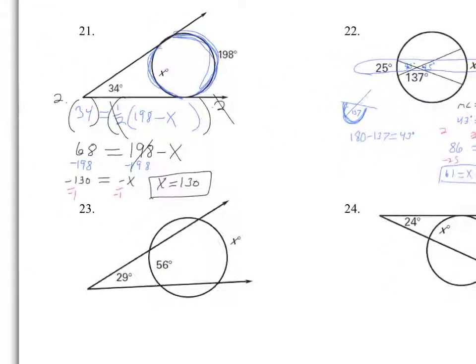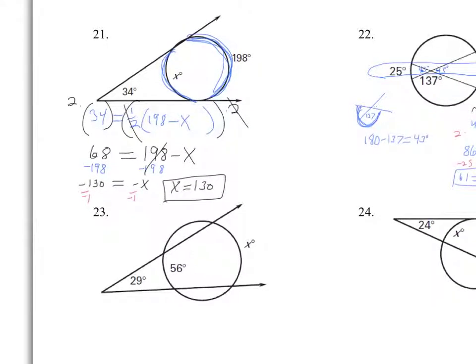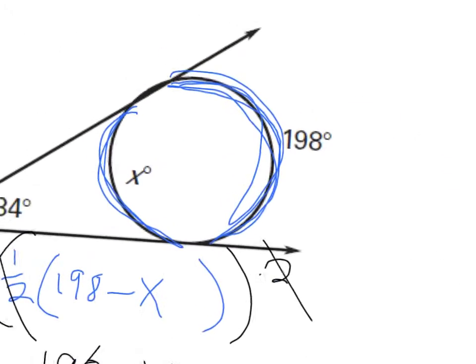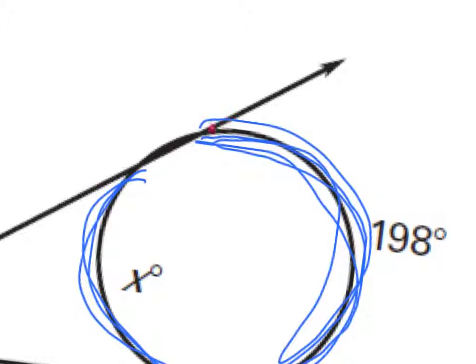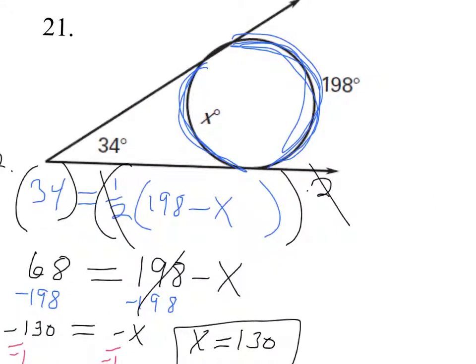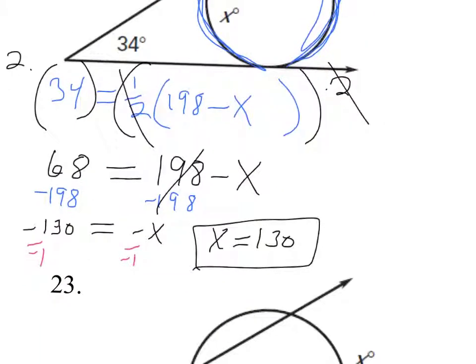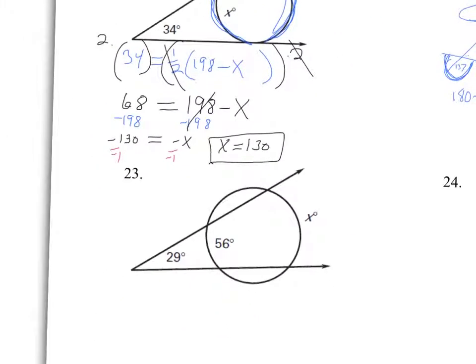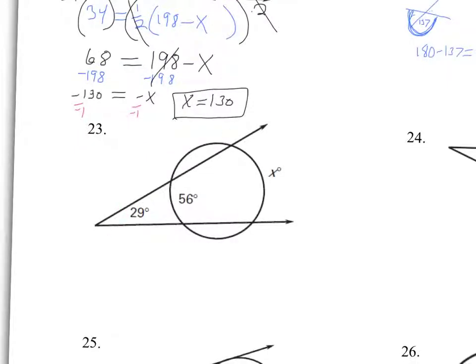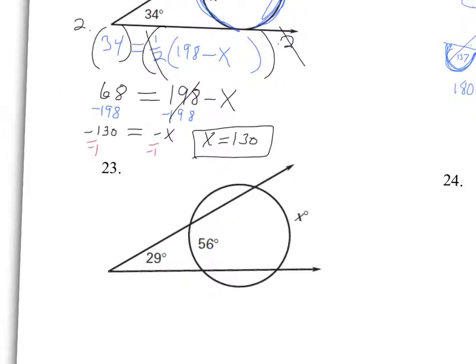Okay. Look at how similar numbers 23, which we're on to now, and 21 look. They both deal with the same type of situation. The only difference is that in 21 we had a secant and a tangent. If you look closely at 21, you can see that is a secant. It does intersect. It's not just a tangent. And in number 23 we have two secants. They go right through. Well, you're going to use the same formula for both.